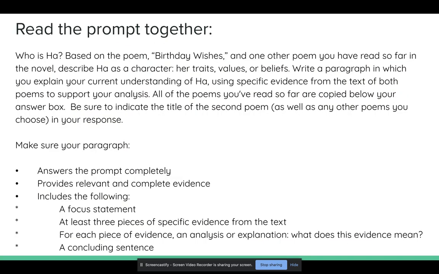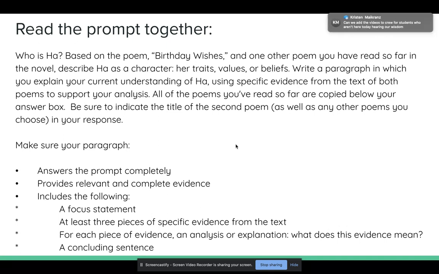Okay, this is the prompt that you're going to get on that assignment that's due today. So here, we're going to read it together. Follow along with me while I read it to you. Who is Ha? Based on the poem Birthday Wishes and one other poem you have read so far in the novel, describe Ha as a character, her traits, values, or beliefs.